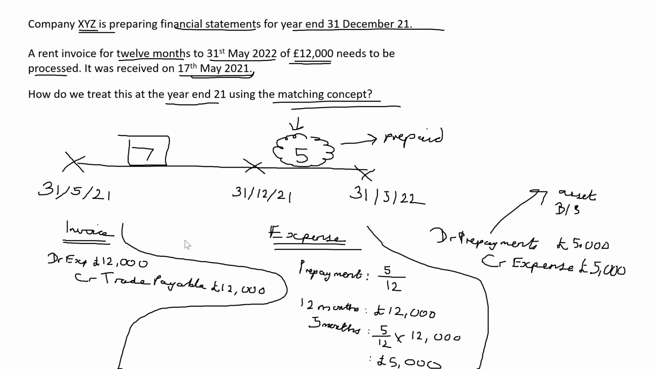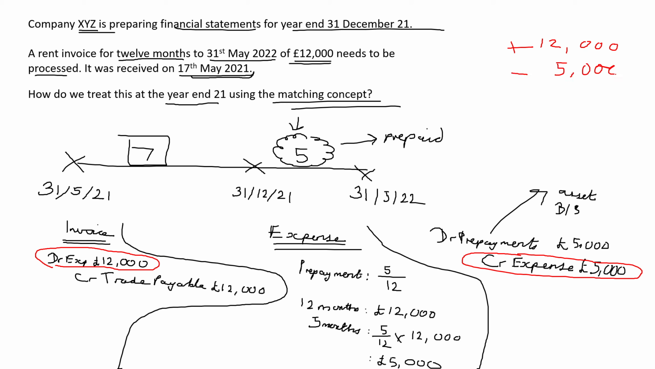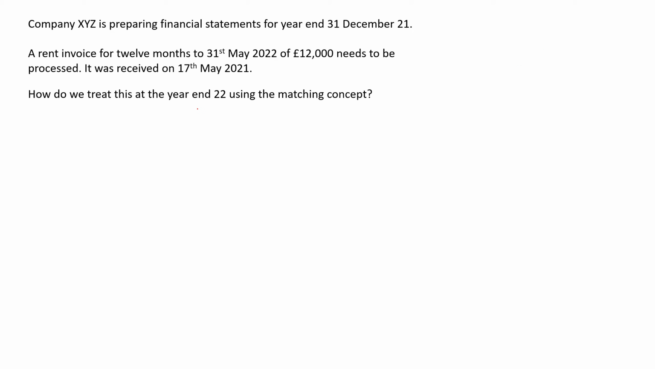Well, I'm going to color. So debit expense 12,000, we've done credit expense here. So if I think of the debit as positive, I've done positive £12,000. I've done less £5,000. And what does that give me? It gives me £7,000. So actually, for the 7 months here, the expense we should be recording is £7,000.